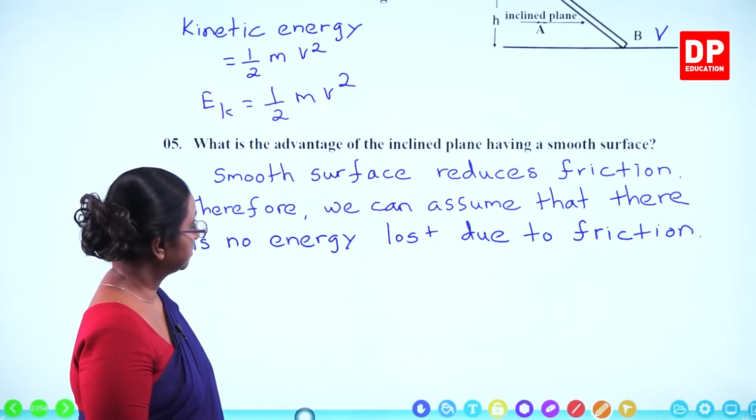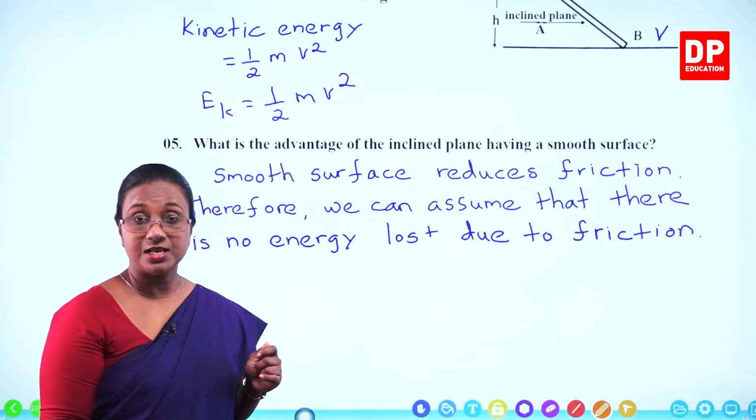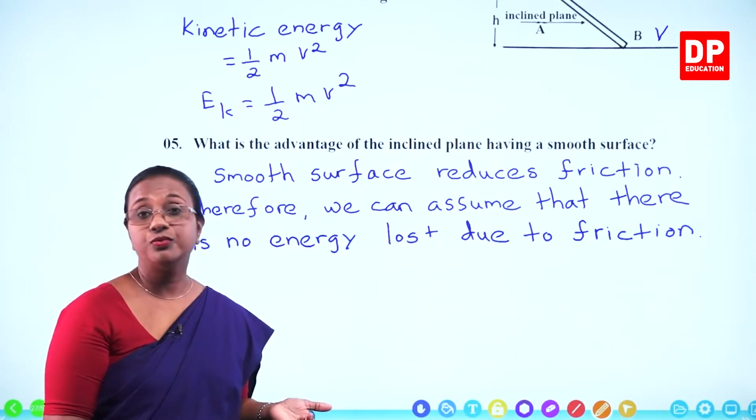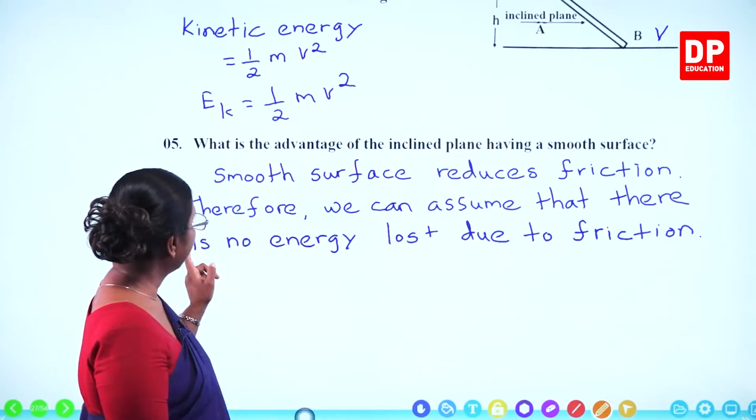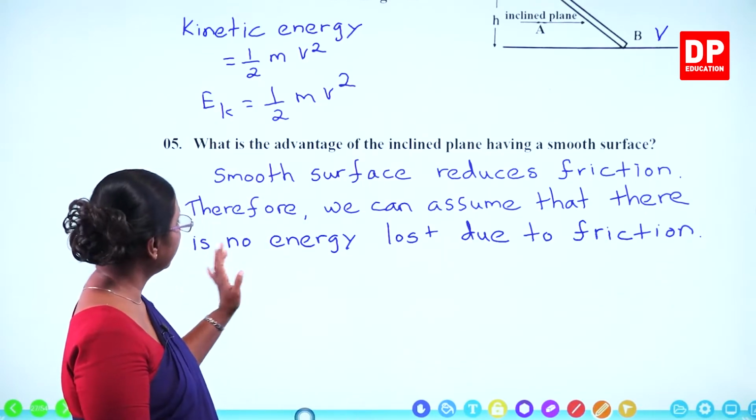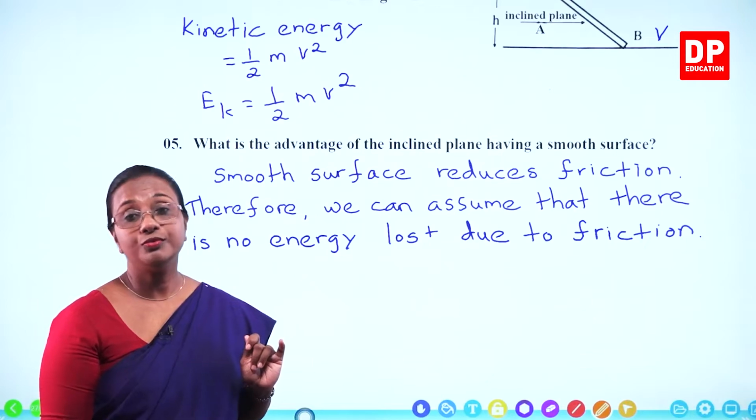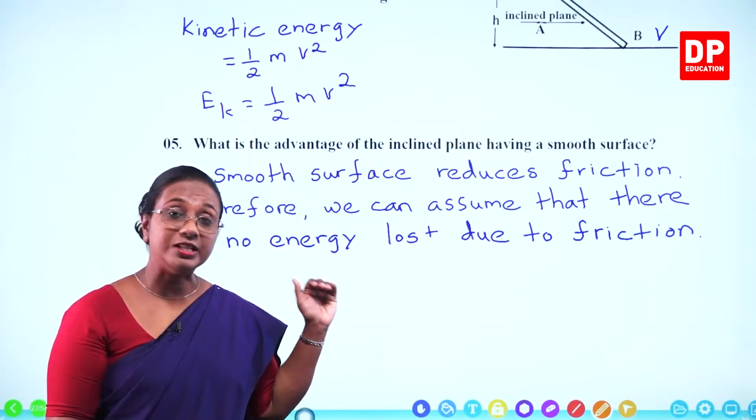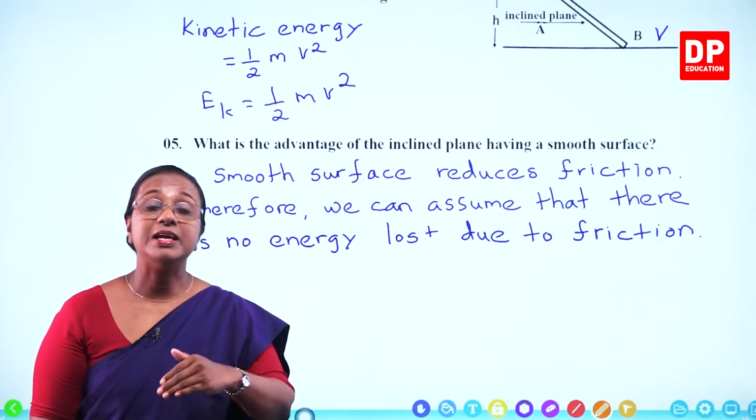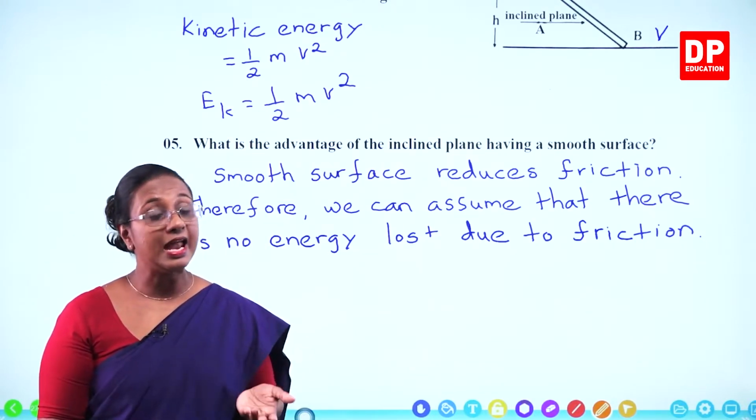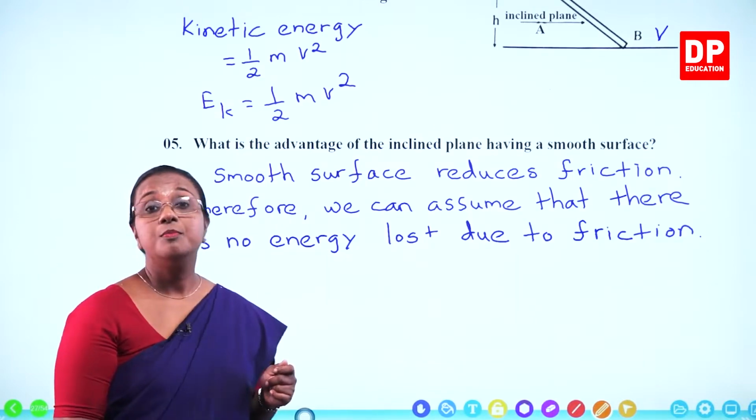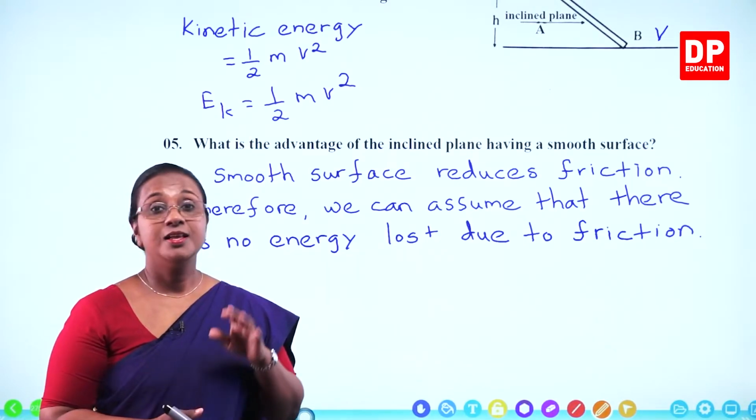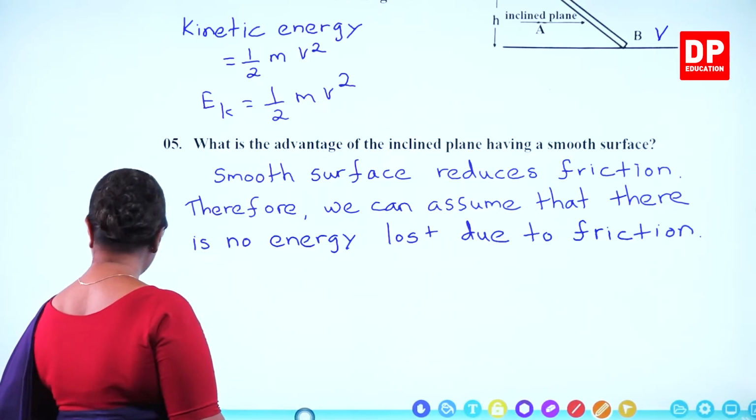Is that clear, students? Because the surfaces are smooth, the friction is less, or we can say there's no friction at all. So because of that, we can assume that there is no energy lost due to friction. So that means all the potential energy that is stored in the object at the top will be converted to kinetic energy at the bottom when it reaches the bottom. That is point B. Is that clear to you? So then we'll move on to the next slide.